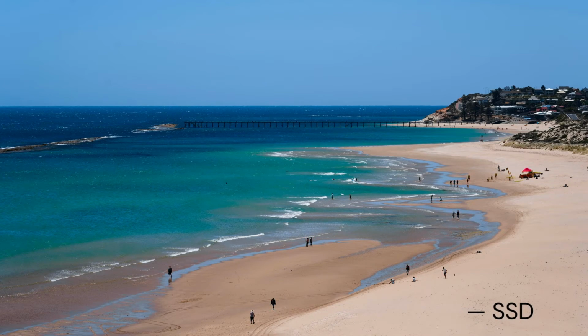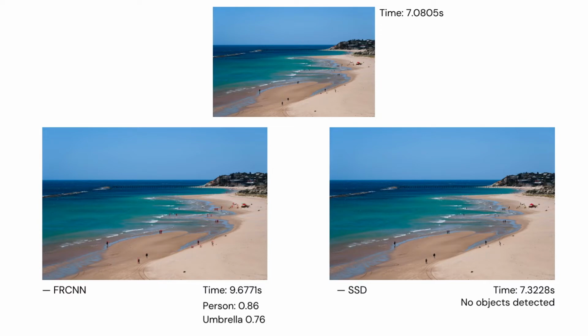Let's look at the result from SSD. It doesn't detect small objects. Putting all the results together, Faster RCNN detects the class person with an average confidence score of 0.86 and the umbrella with 0.676. On the other hand, SSD can't detect any objects given that we set a really high confidence threshold. The runtime of SSD is 7.3 seconds, which is faster than Faster RCNN. This result matches our assumption. Very nice.